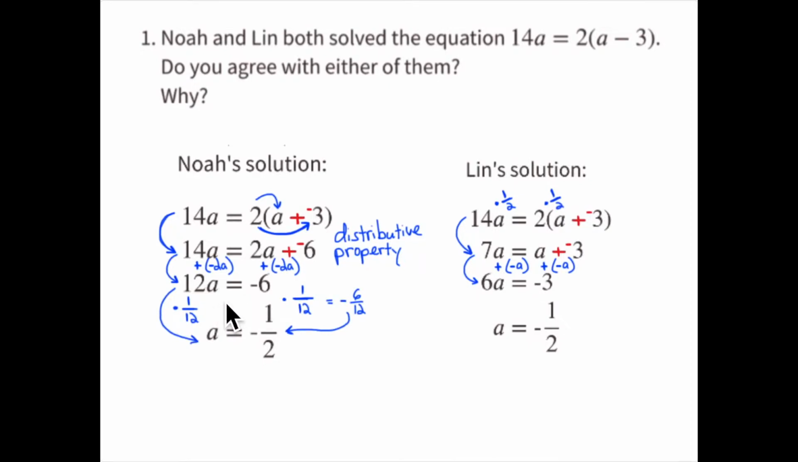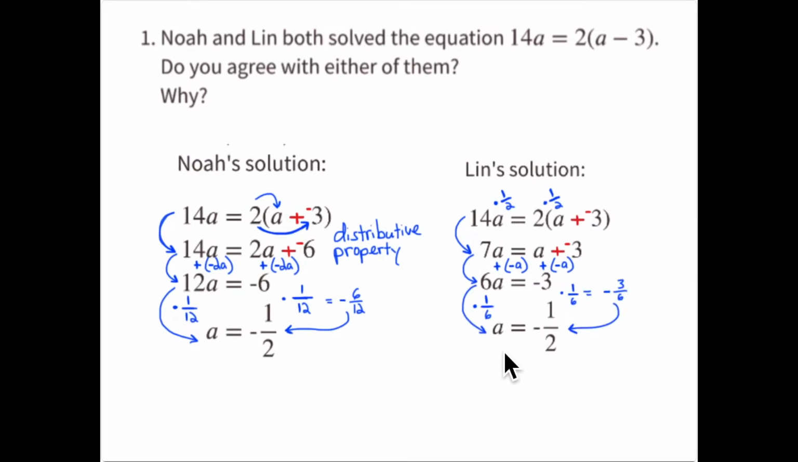Well, if you have 12 of something, to get to one of those, just take 1/12 of those 12 A's. That equals 1A. And that means on this side, you have to look at 1/12 of -6. Well, 1/12 of -6 is equal to -6/12 is equal to -1/2. So A equals -1/2.